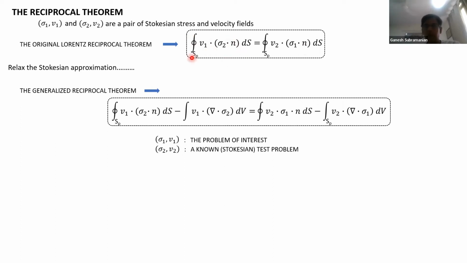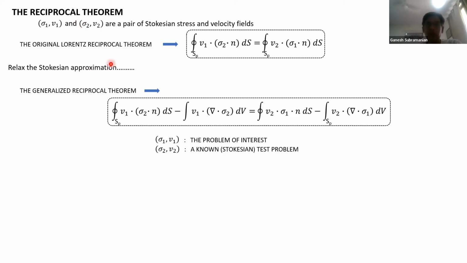So there is a cross coupling between the velocity of one problem and the stress field of another, which form the integrands of two surface integrals. Okay. And the Lorentz reciprocal theorem was valid in the Stokes approximation, but you can easily generalize it. In the Stokes approximation, the stress field is the usual viscous stress. It's minus pressure times the identity plus 2 mu times the rate of strain tensor. So the Stokes approximation essentially amounts to saying that the divergence of the stress field is 0.